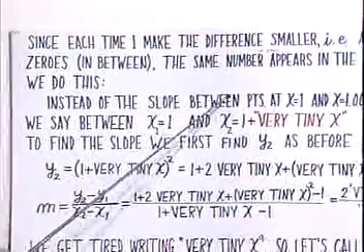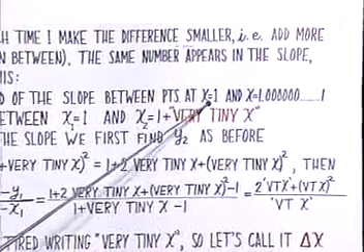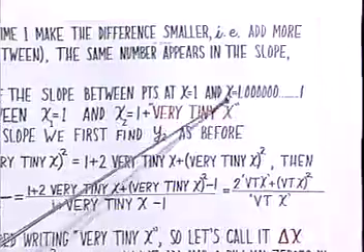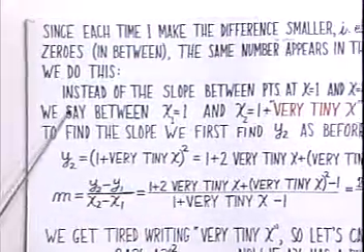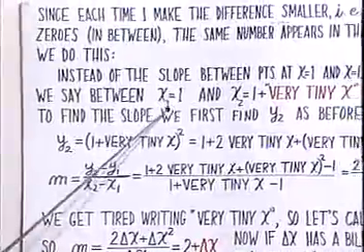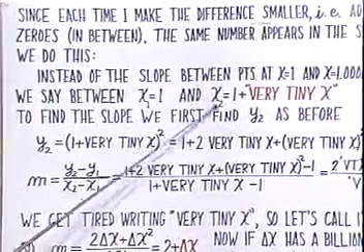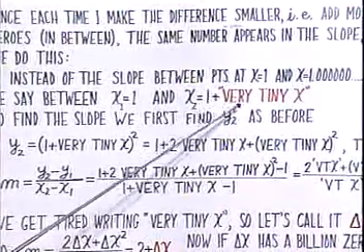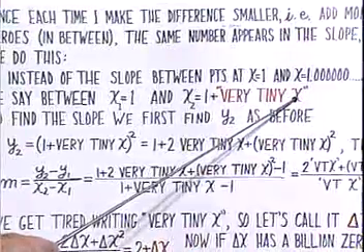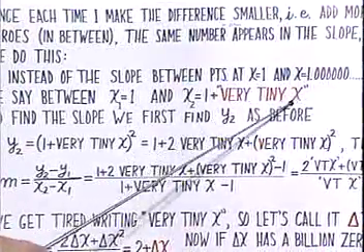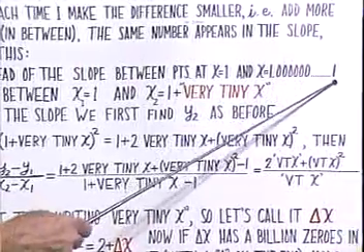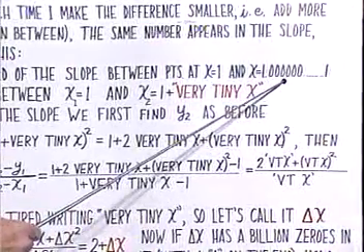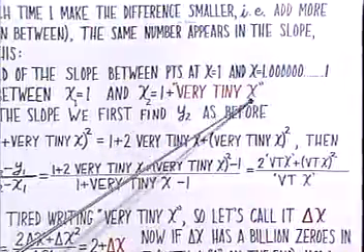Instead of the slope between points at x equal 1 and x equal 1 plus a million zeros in a 1, we say between x1 equal 1 and x2 equal 1 plus very tiny x. The very tiny x refers to the decimal point and a million zeros in a 1. Okay? 1 plus very tiny x.